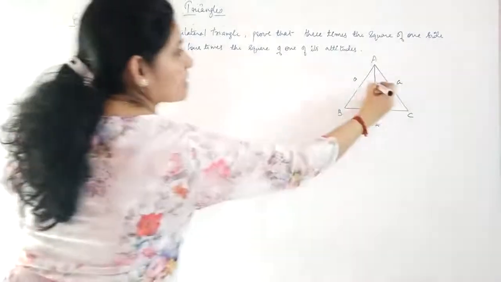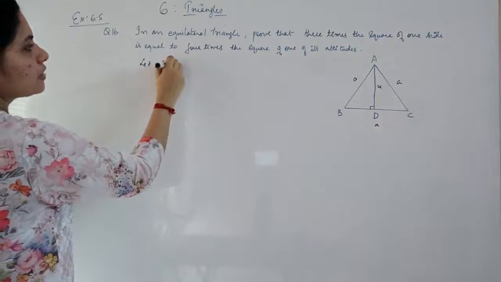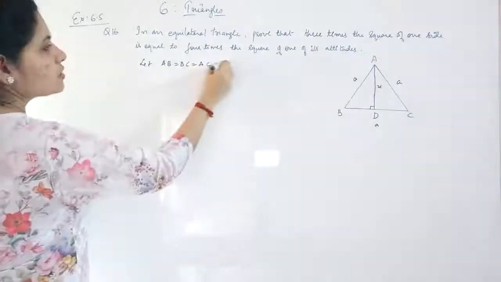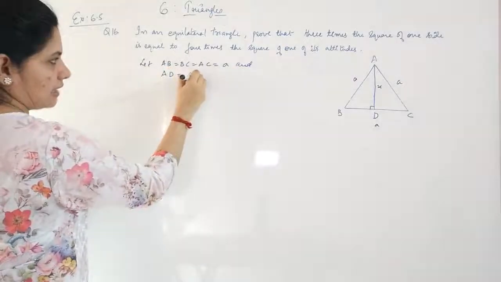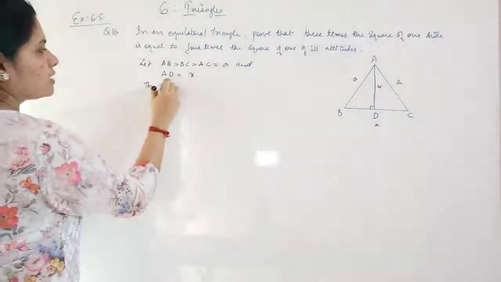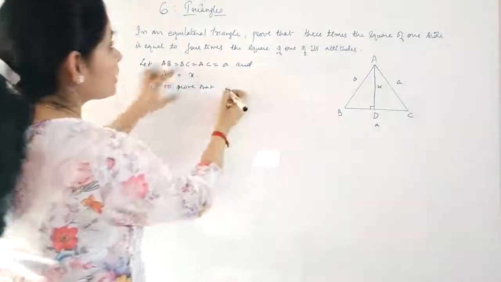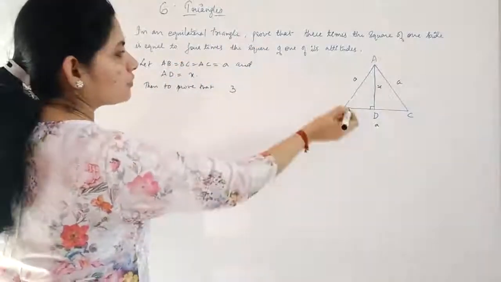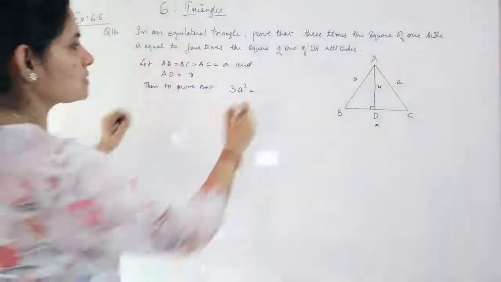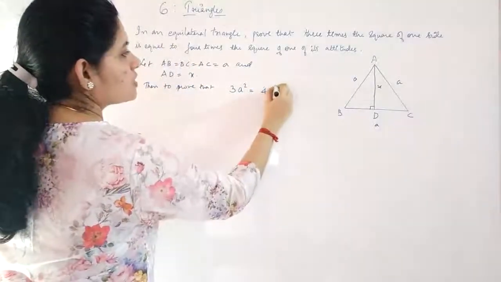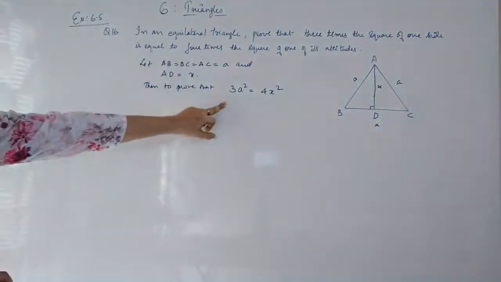So if I take x as the altitude, I can say that let AB equal to BC equal to AC is equal to a, and AD taken as x. Then what is to be proven? We have 3 times the square of one of the sides is equal to 4 times the square of one of its altitudes. So 3a square is equal to 4x square is the ultimate purpose to be proven.